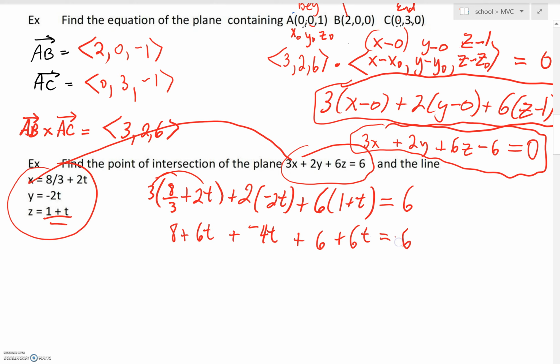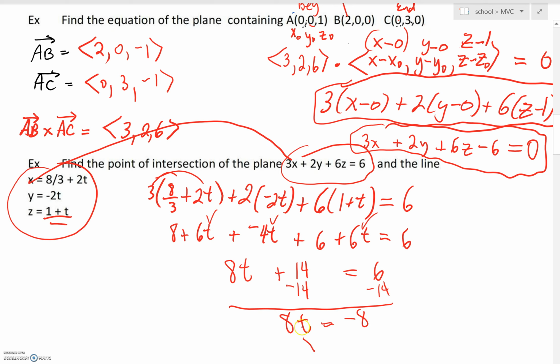And then we can combine our like terms. 6t minus 4t is a 2t. 2t plus 6t is 8t. And then an 8 and a 6, of course, are going to add up to a 14. And we could subtract a 14 and quickly see that we have 8t is equal to negative 8, and see that t would equal negative 1.